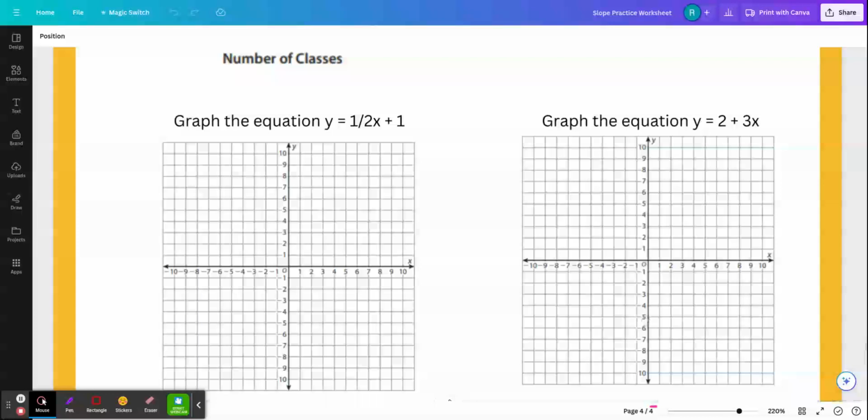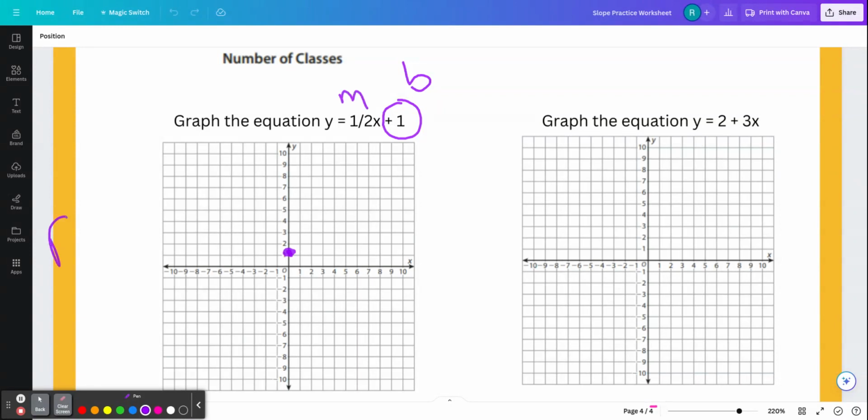Okay. The last topic we're going to do today is graphing an equation. So remember, you're going to start with your y-intercept. This y-intercept needs to go right on that y-axis. So in this case, that would be 1. So that's right here. And then your slope is the 1/2.